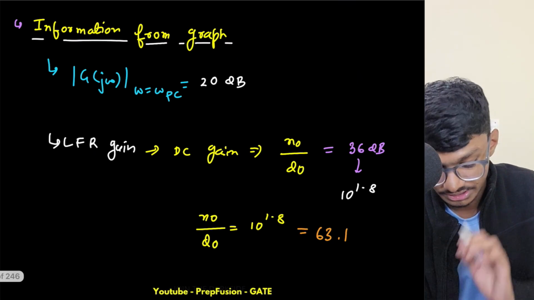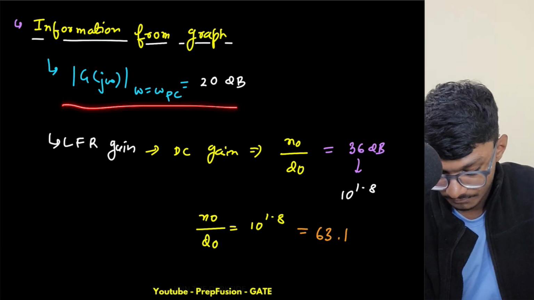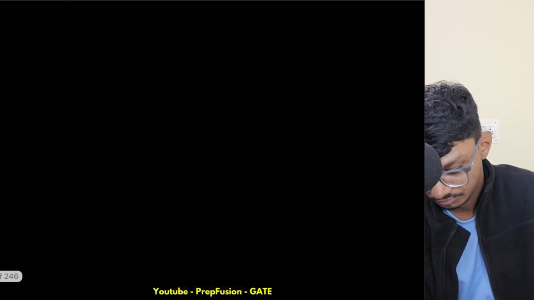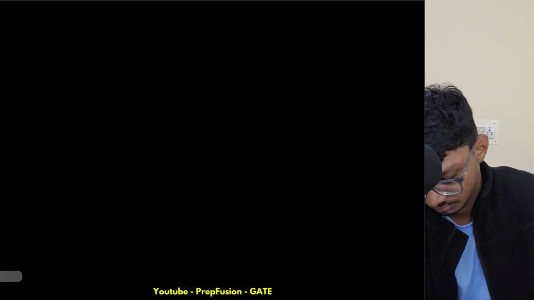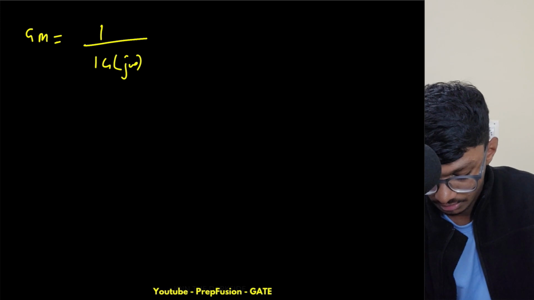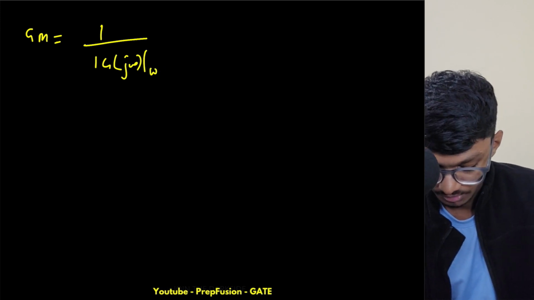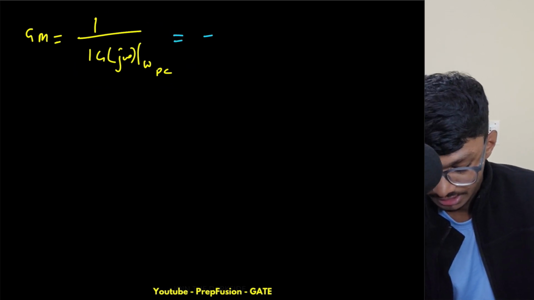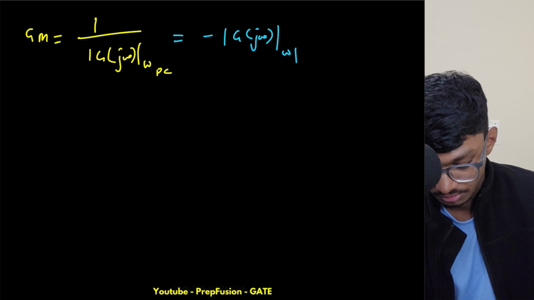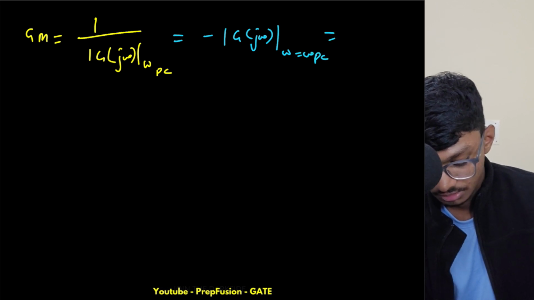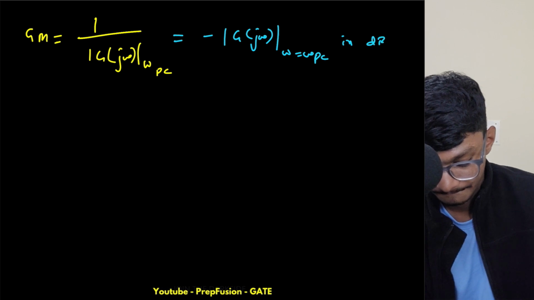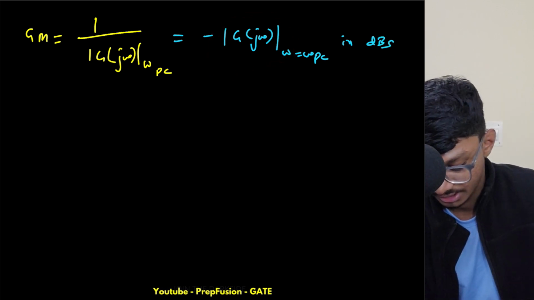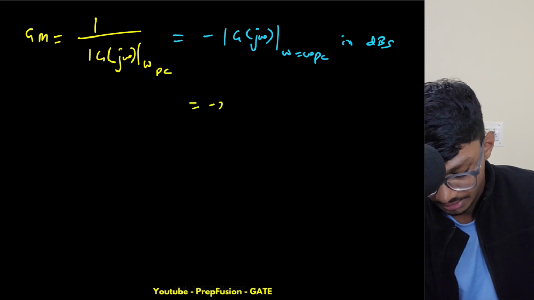Let's check the gain margin right now. So we know the gain at this. What is the gain margin? The gain margin is simply equal to 1 by the magnitude of this transfer function at omega pc, which in dBs is minus the magnitude of G(j omega) equals omega pc in dBs. What is this currently? Currently this is 20. So my gain margin equals minus 20 dBs.